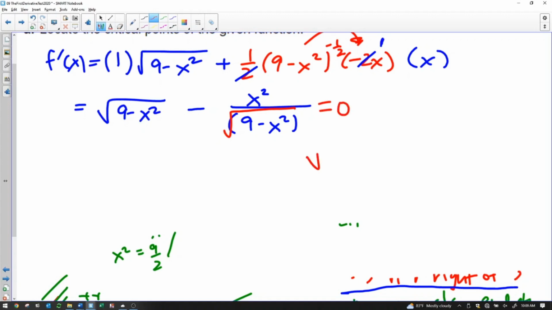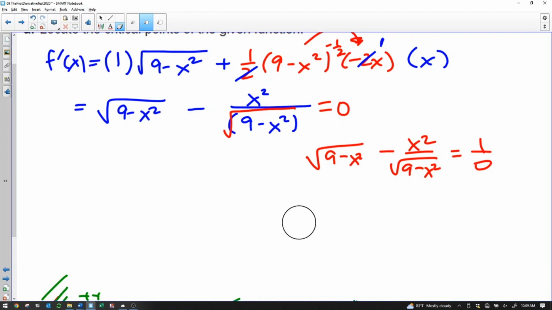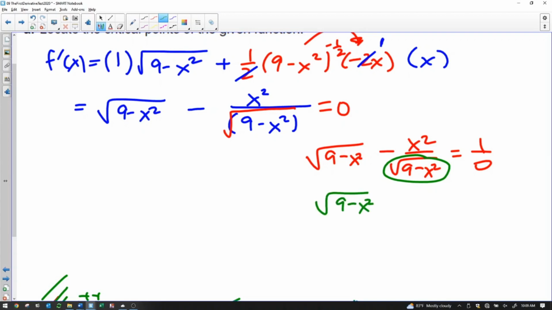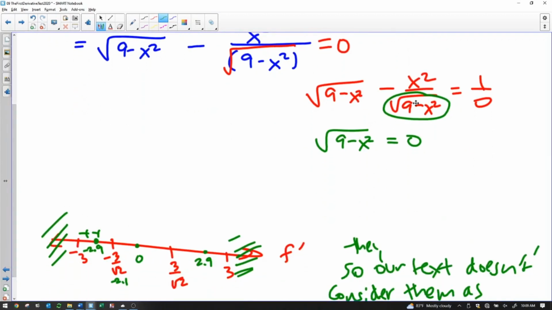I'm going to set this equal to 0, and I'm also going to set this equal to DNE. When you set this to DNE, all you're saying is what will cause this thing to not work out. And what causes the thing to not work out is anytime you see a denominator, it cannot equal 0. So you always just set denominators equal to 0 to find the critical values on the DNE side. So if you square both sides, what you end up getting is that x is equal to plus or minus 3. And that's what I'll end up putting into my f prime number line.